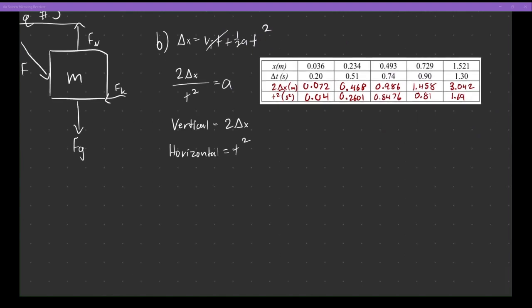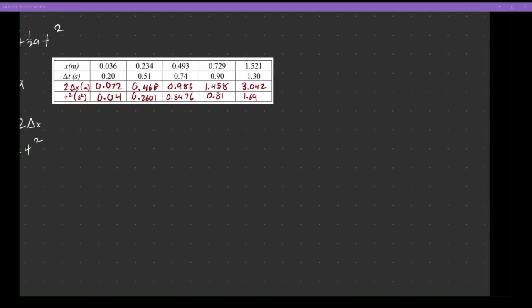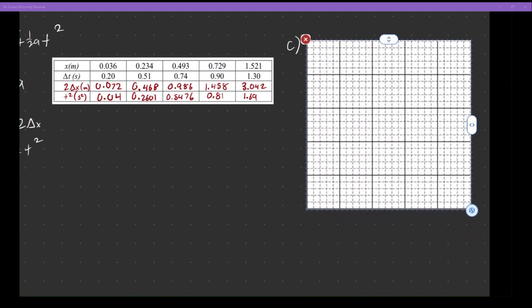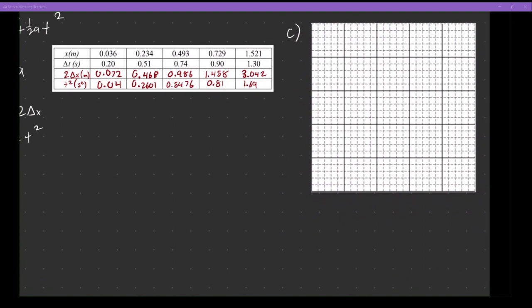Alright, going on to part C now. It asked us to graph the data given in part B. So, there you go, put that there. So I'm gonna set up my axes now. The x-axis, or horizontal axis, would be t squared, and this is in seconds squared. And then the vertical axis is 2 delta x, and this is in meters.